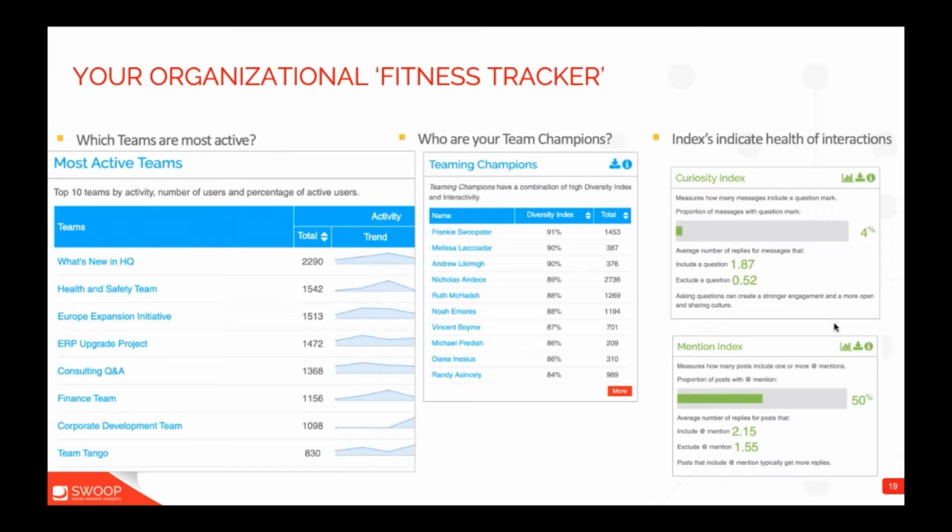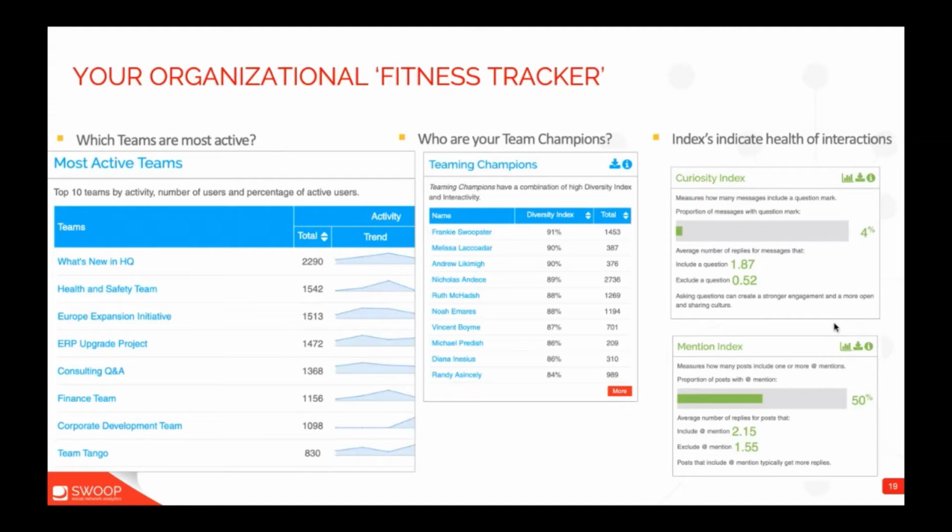Our studies have shown that you're 73% more likely to get a response on a post when you mention someone than when you don't. So this is a way just to pull someone into the conversation and say, hey, what do you think? I want your input, or whatever it is that you might want to mention them for.